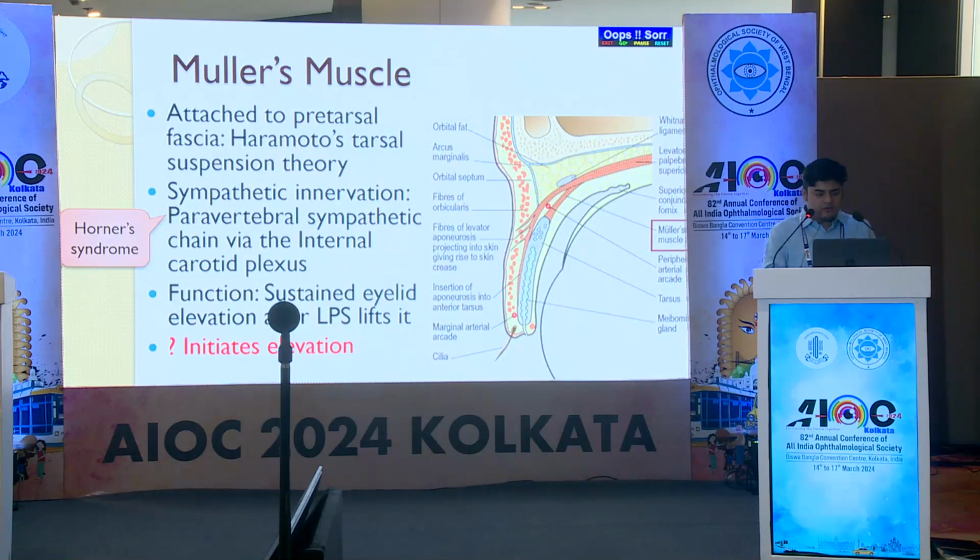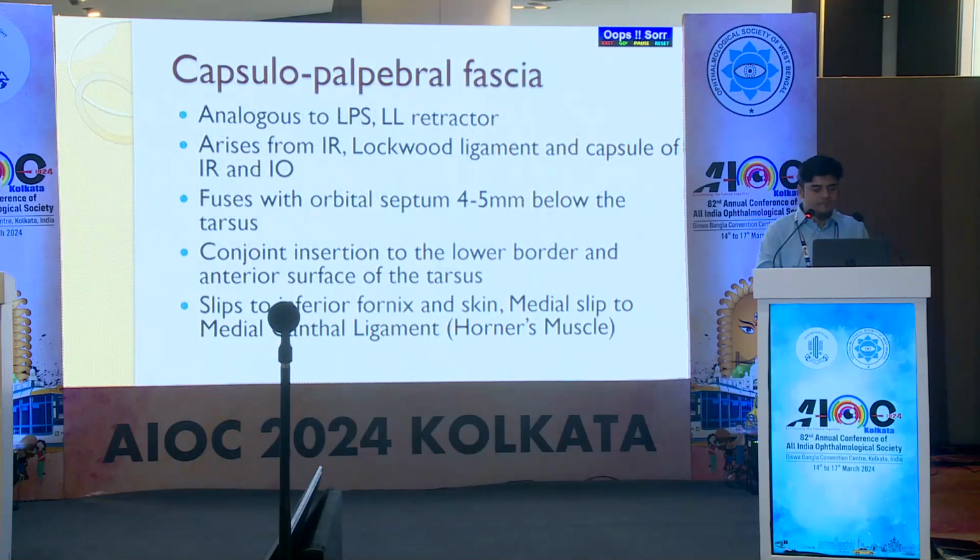There are various theories about its function. Putterman's tarsal suspension theory says that Muller's muscle is actually responsible for the suspension of the tarsus, and the levator is responsible for the skin and the eyelid. The sympathetic innervation to the Muller's muscle comes from the paravertebral sympathetic chain, and this is hampered in Horner syndrome, and it functions to cause sustained eyelid elevation after the levator lifts it.